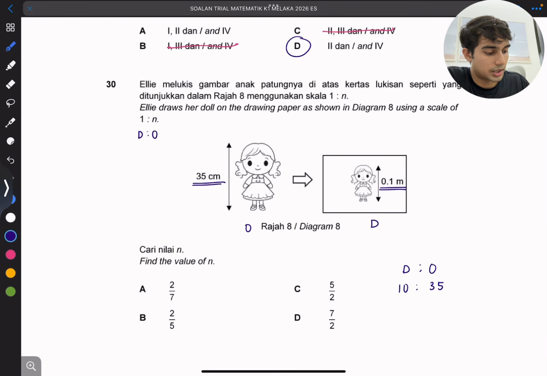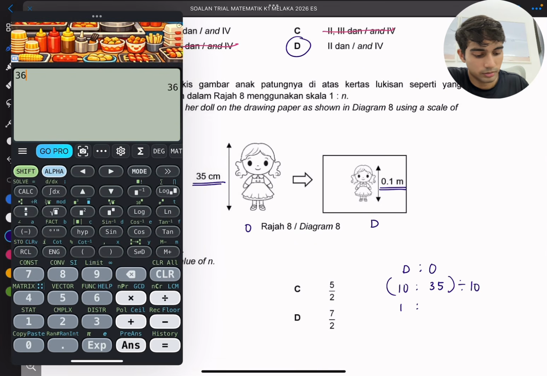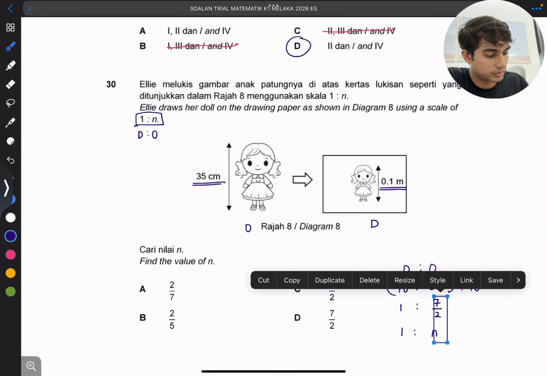Original is 35 cm. So if you want to get it to 1 to n, you have to divide the whole thing by 10. So 35 divided by 10, you get 7/2. So they gave us 1 to n, therefore n is 7/2.